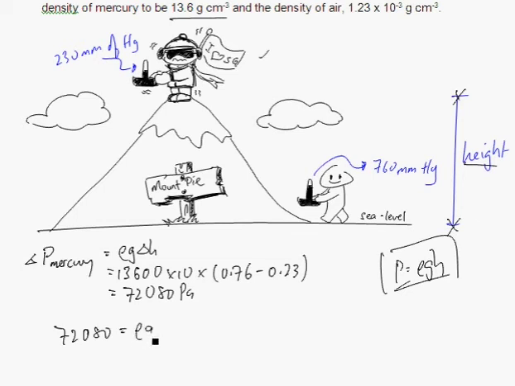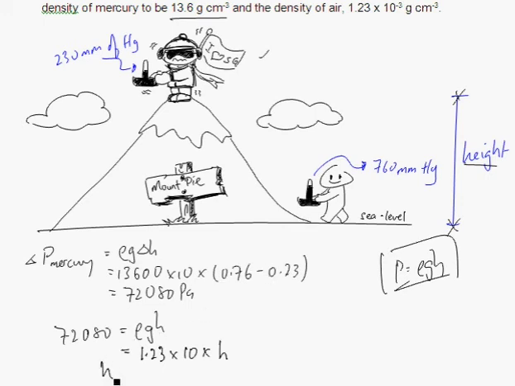So rho gh, but now everything will be in terms of air. So this is the density of the air. If you change to kilogram per meter cube, it will be 1.23, times g, 10, and times the height. That will actually be the height of the mountain that you want to find.